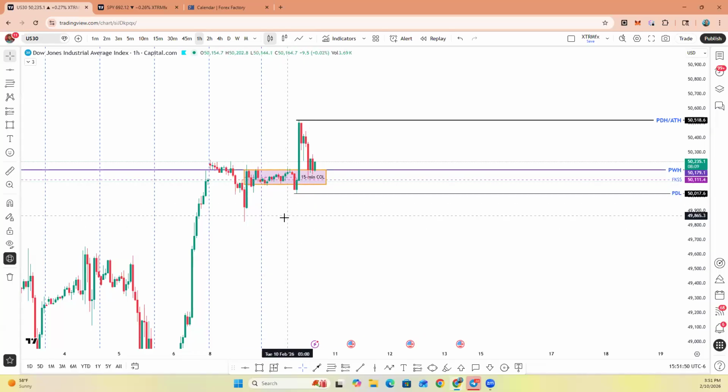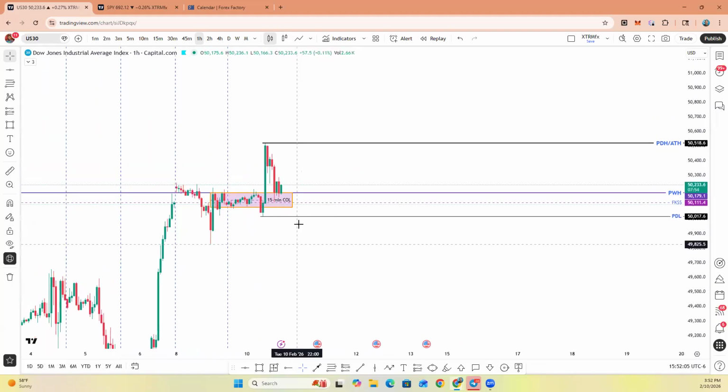So I need to know this. I can look at my hourly stuff to see where price might be going based on my hourly candles. I'm not going to talk about fair value gaps today because there's a huge fair value gap right here, huge fair value gap right here, there's a huge fair value gap right here. There'll be another training.